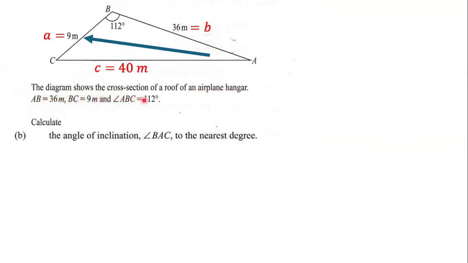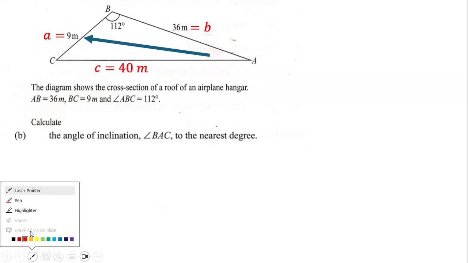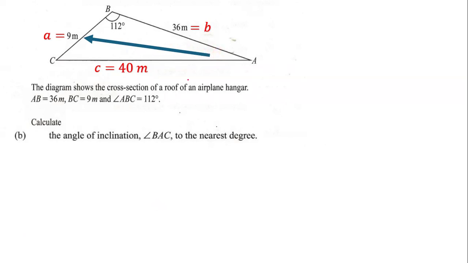Next, it says the diagram shows a cross-section of a roof of an airplane hangar, and we have all the information here. AB is equal to 36 meters, BC is equal to 9 meters, and angle ABC is equal to 112 degrees. But in this case, they want us to determine the angle of inclination, BAC, to the nearest degree. And so we have B, then A, then C. And so what they want from us is to determine the size of this angle, right? This angle right here. We're going to call the missing angle capital A.